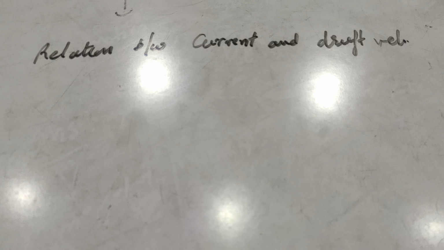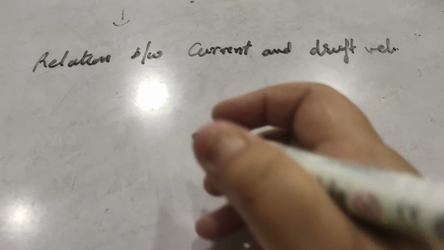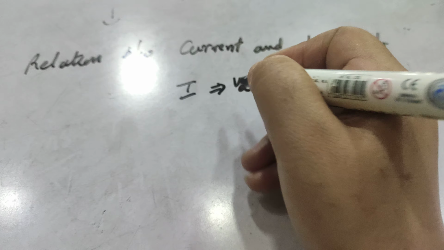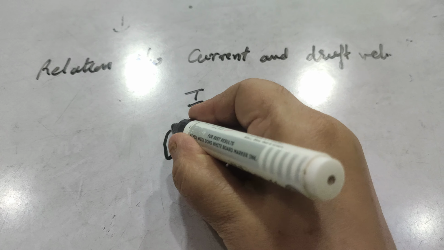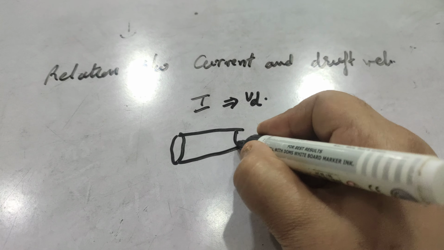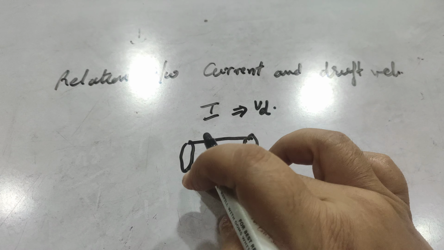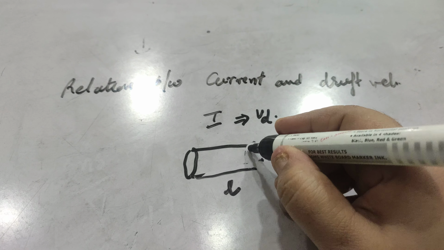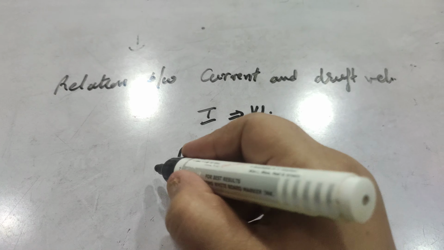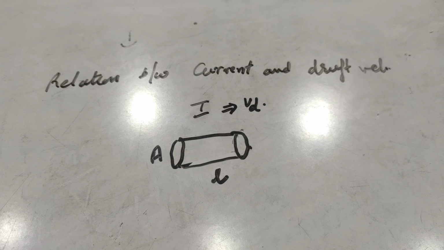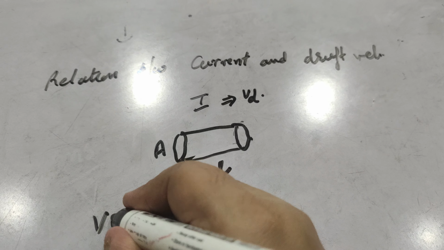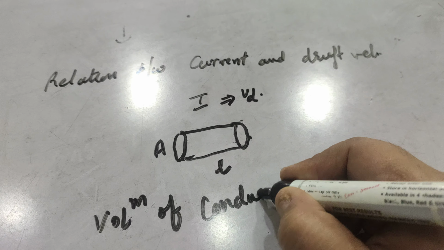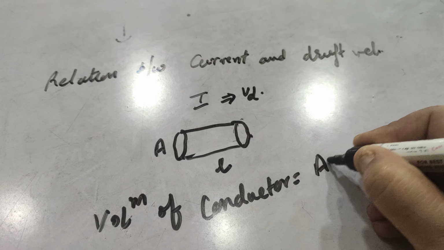Our next topic is the relation between current and drift velocity, that is, the relation between I and Vd. For this, let us consider a conductor of length L and uniform area of cross section A. Right. So in this case, if we talk about the volume of the conductor, it is given by AL.